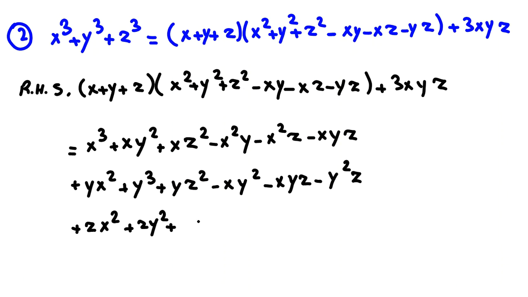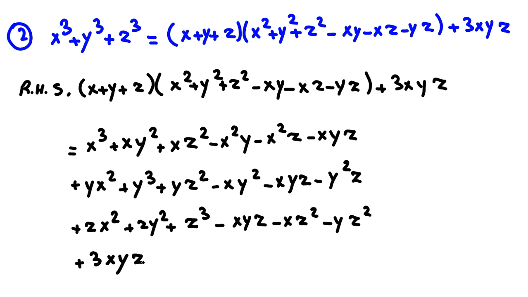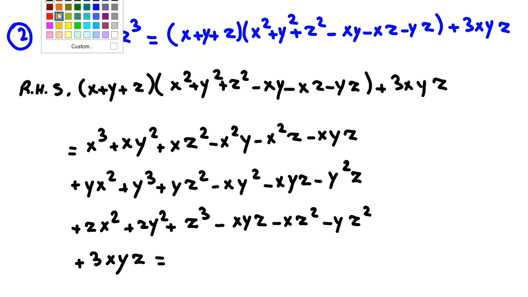z cubed. Next term, negative xyz, z times negative xz is negative xz squared, z times negative yz is negative yz squared, and the last term is plus 3xyz. Now we should simplify and see what is left.